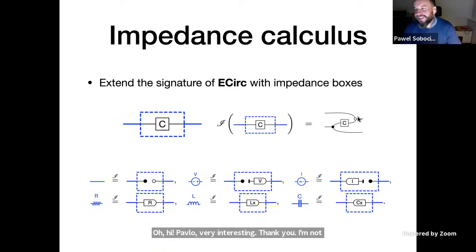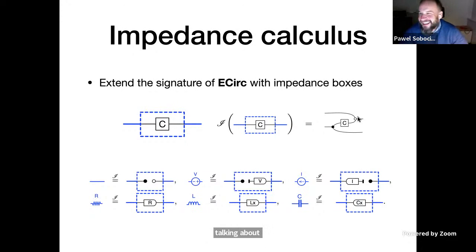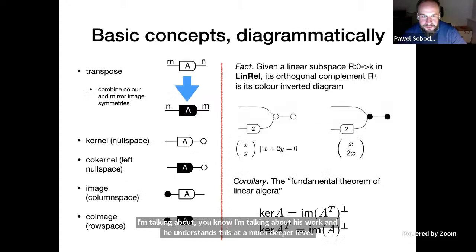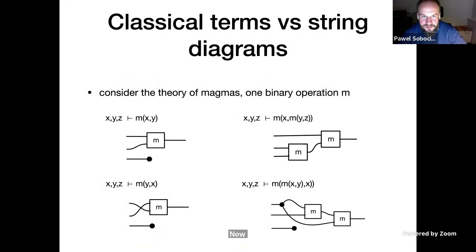I'm not talking about impedance boxes at all. I want you to go back to the beginning of the story. Yeah, I know nothing about those. I always feel quite embarrassed about this because Guillaume was the real genius here. So I'm talking about his work, and he understands this at a much deeper level than me. Well, yes, I'm happy to go back. But back to the Fox theorem, and the generalizations that you're describing.